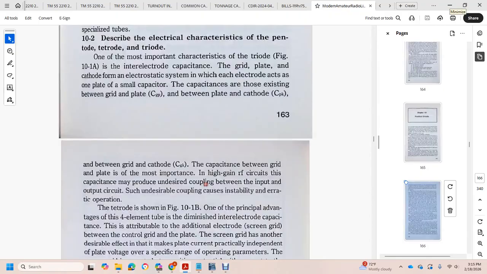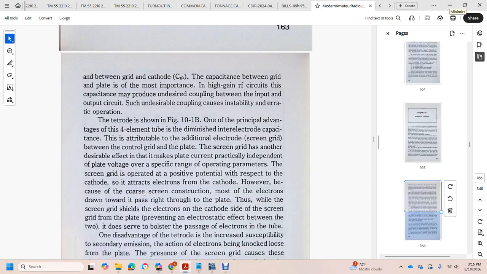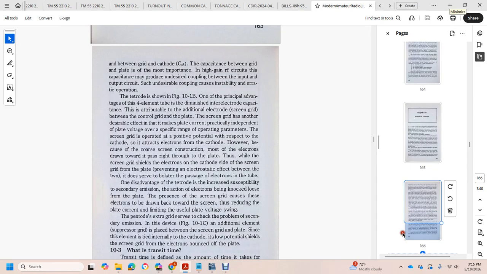Undesired coupling between the input and the output circuit can cause instability and erratic operation. The tetrode shown in Figure 10-1B has one principal advantage with the four elements: the reduced inter-electrode capacity attributed to the addition of the screen grid between the control grid and the plate. The screen grid has another desirable effect: it makes the plate current practically independent of plate voltage over a specific range of operating parameters.